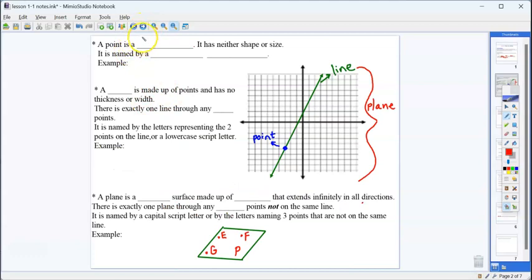Well, a point is a location. It has neither size nor shape. We can't put a size or shape on a point. It just references a spot, a location. The way we name a point, like you can see an example here on my coordinate plane, this blue dot identifies a location. When we name a point, we use a capital letter.